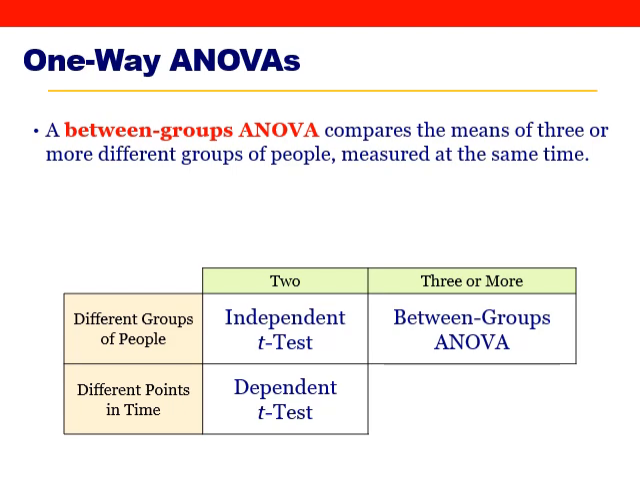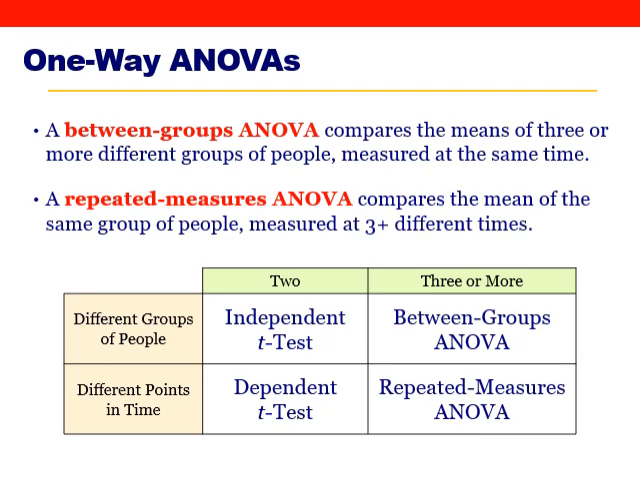As a side note, there is also a test called the repeated measures ANOVA. This is the test we would use if we wanted to measure the same group of people 3 or more separate times to see how, if at all, their scores changed over time. We're not going to learn how to do that test in this class, but I wanted you to at least know that that test exists.